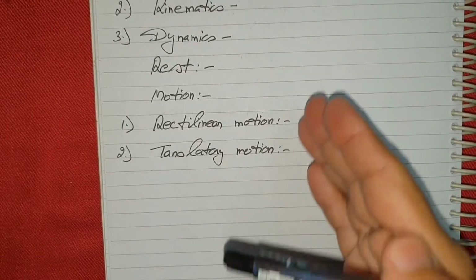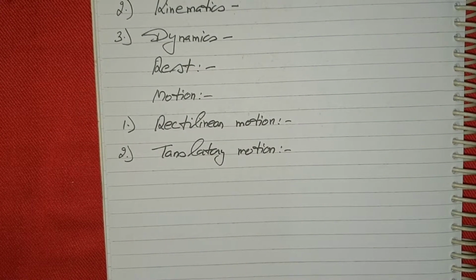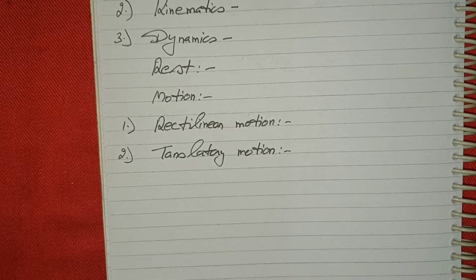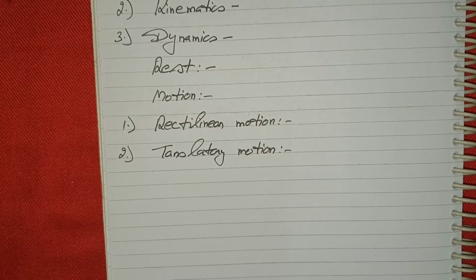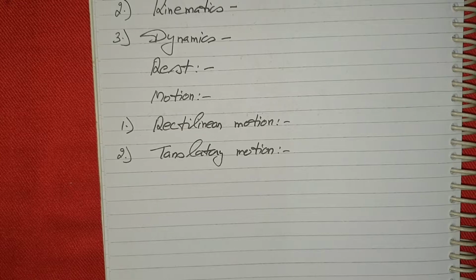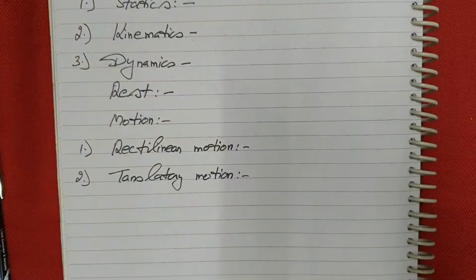Basically, these both are straight line motion. Rectilinear motion is for the point mass, this is for a big mass body. Now, rectilinear or translatory motion can be a uniform or a non-uniform motion. Next is the circular or rotatory motion.